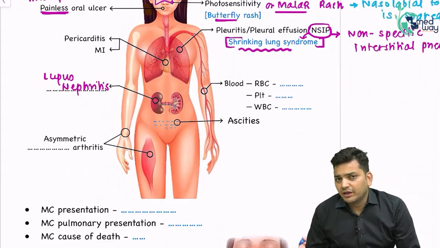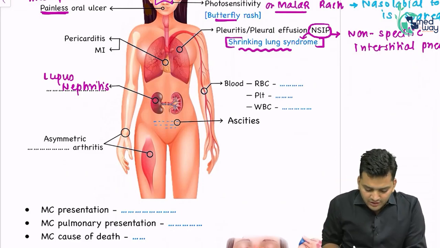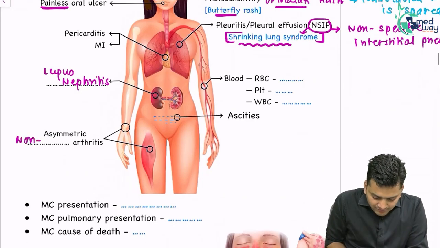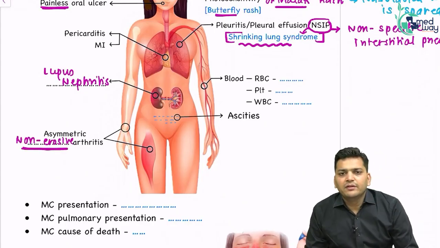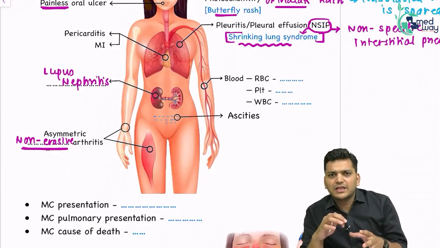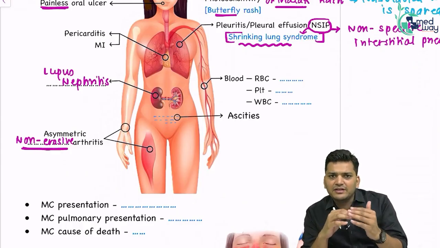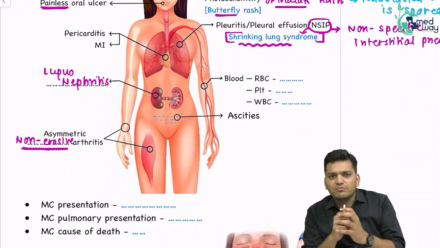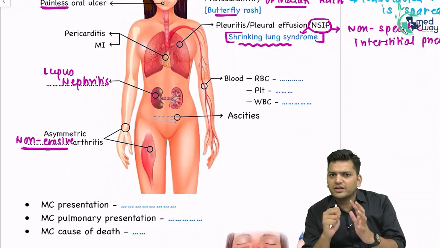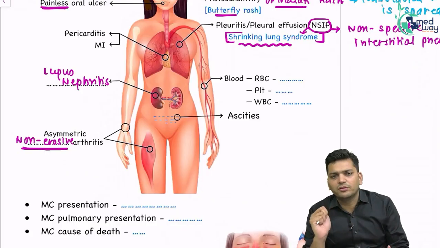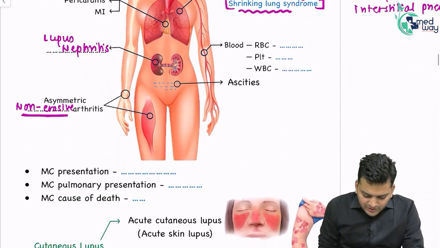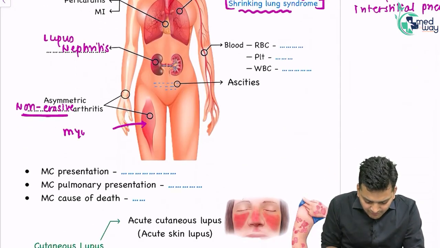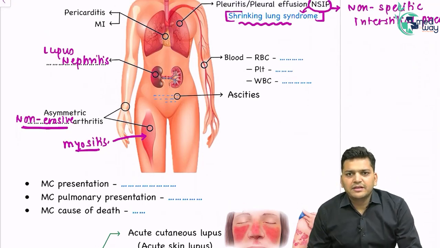One of the most common presentations is, because of these antibodies and immune complexes, asymmetric non-erosive arthritis. The non-erosive word is very important. Non-erosive means whenever arthritis happens, we need to see whether there is any damage to the surface of the joint bones or not. So there is no damage. This non-erosive arthritis is going to be there. There can be involvement of the muscles, meaning the patient can have myositis. There can be ascites also.